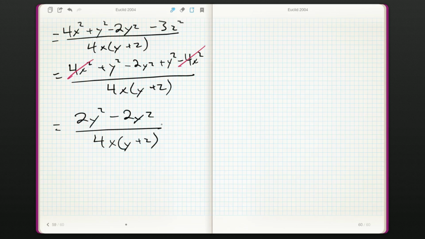Can't quite get a y. We can get a y minus z on top. The 2's will cancel out. We'll get y minus z over 2x(y plus z). I'm not seeing anything particularly useful right now. It seems like it's a perfectly valid expression, and just how useful is that?